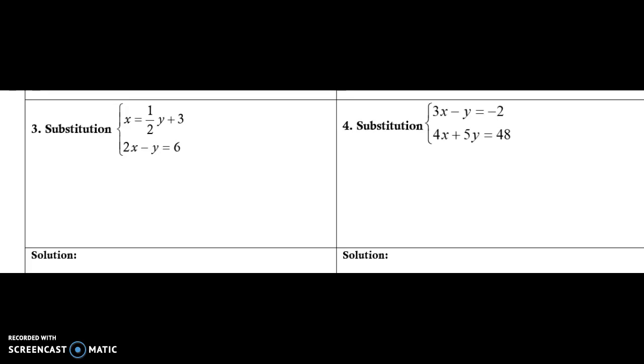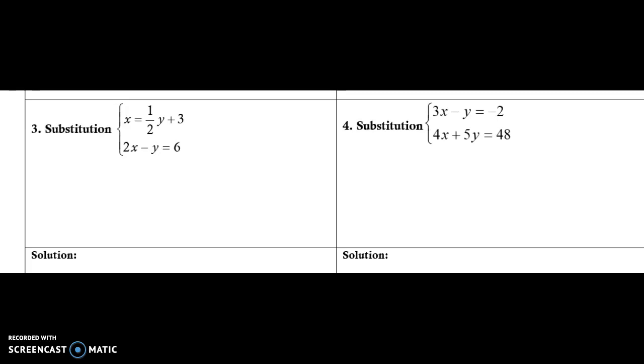All right, so now I can go back into the other equation and plug that in. I'm going to plug it in right here. So 3, instead of putting my x, I'm going to substitute a 2 in, minus y is equal to negative 2. So now I'm going to solve for my y. So 6 minus y is equal to negative 2.